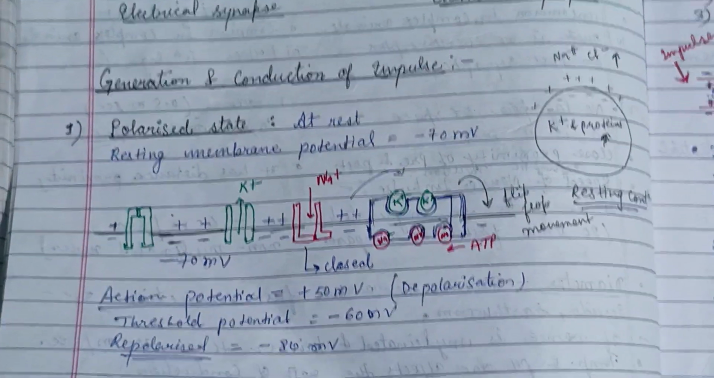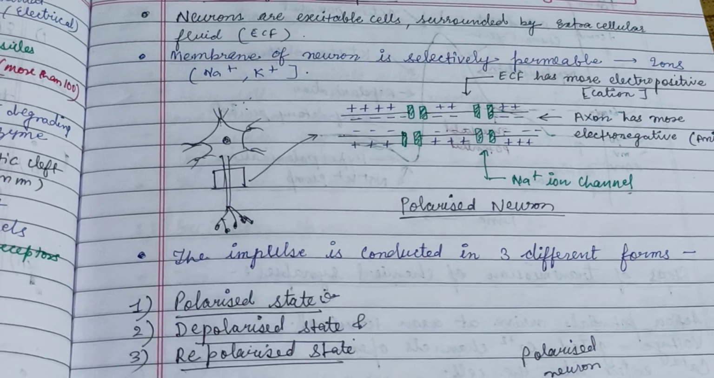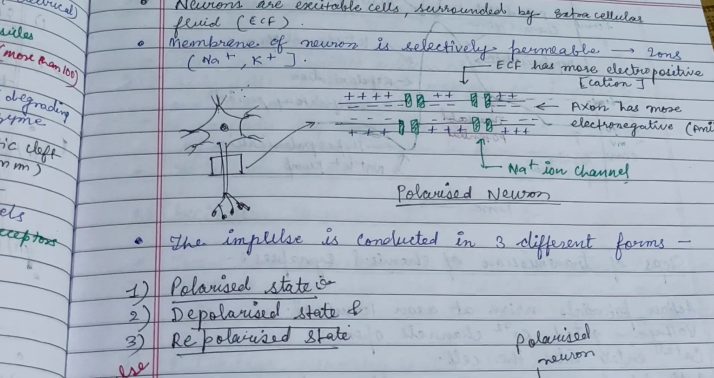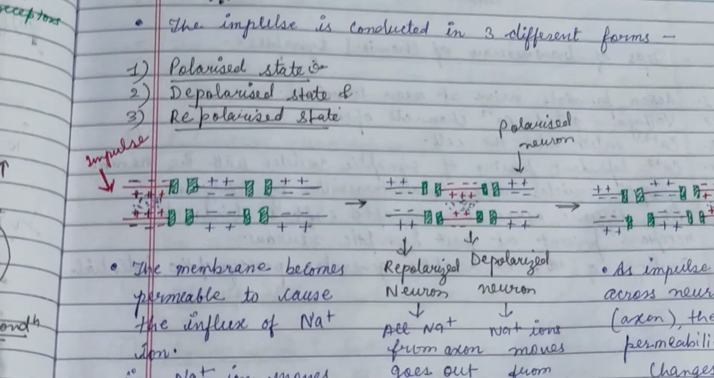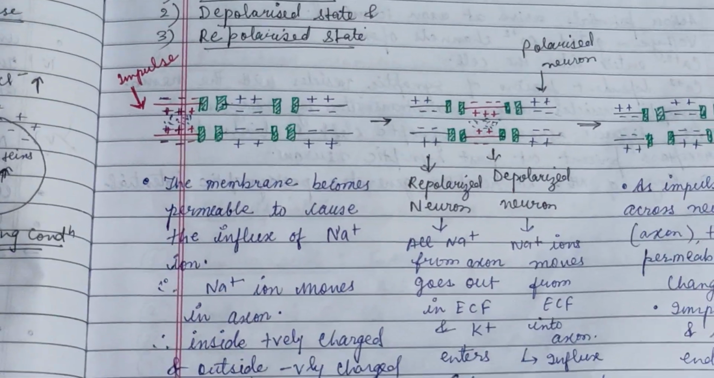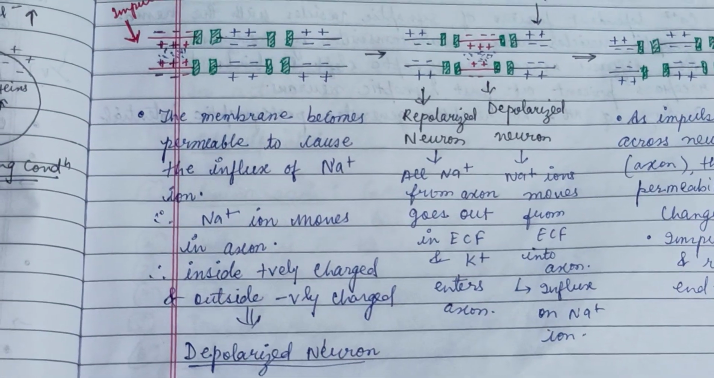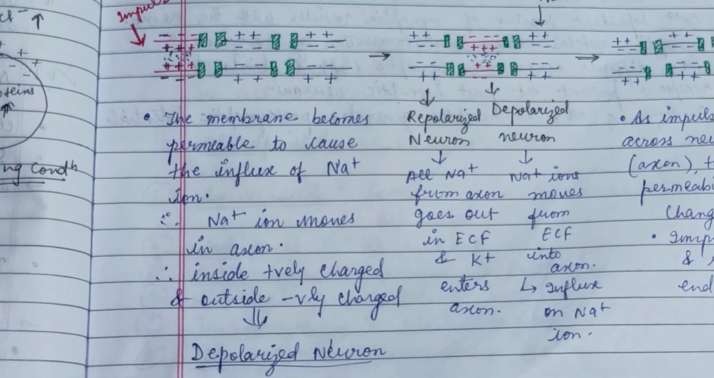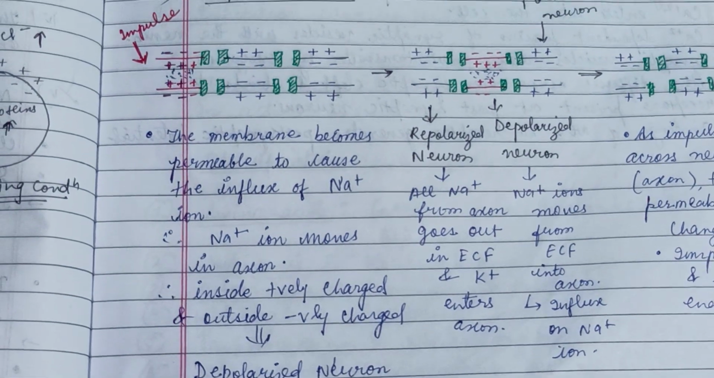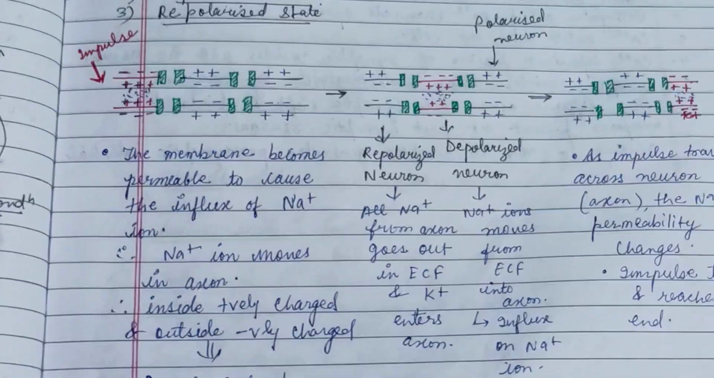Now, the generation and conduction of the impulse. Basically there are three steps of the impulse, that is, polarized state, depolarized state, and the repolarized state. When the impulse is generated in one part of the section, the membrane becomes permeable to sodium, causing the influx of the sodium ion. The sodium ion moves into the axon, making the inside positively charged and the outside negatively charged, known as the depolarized condition.